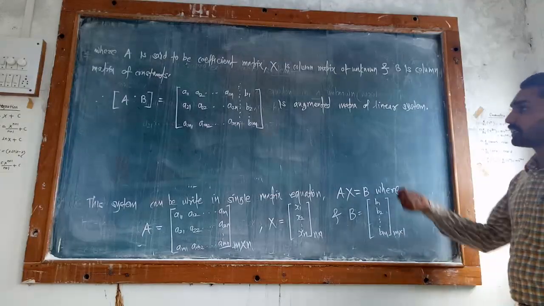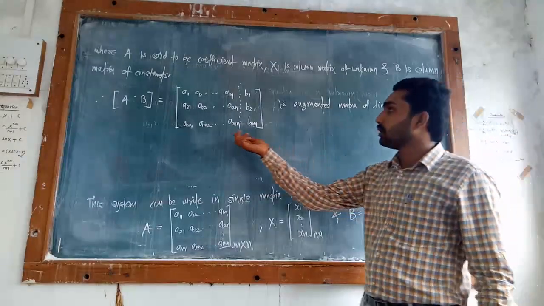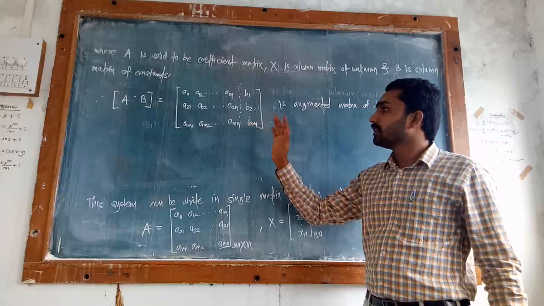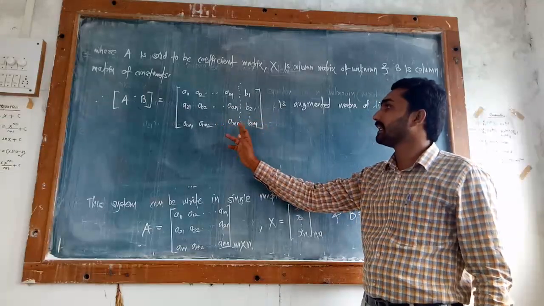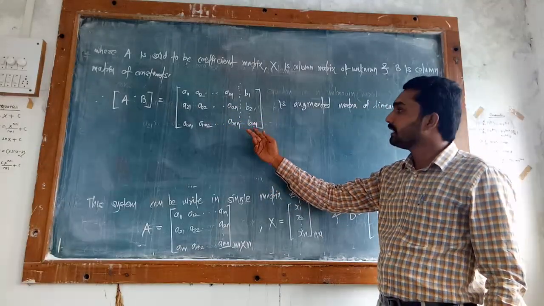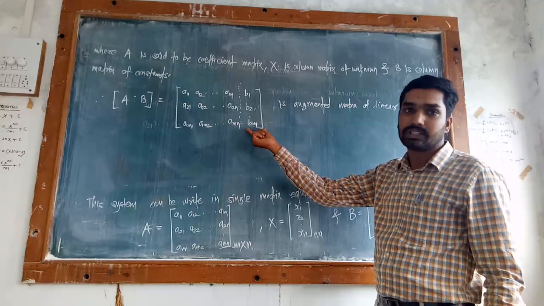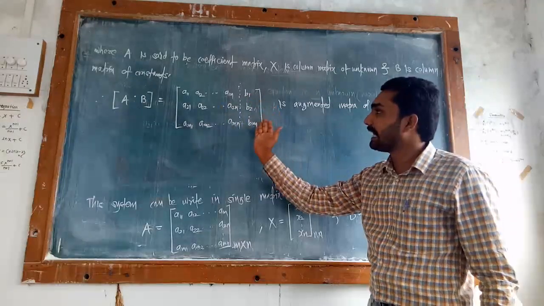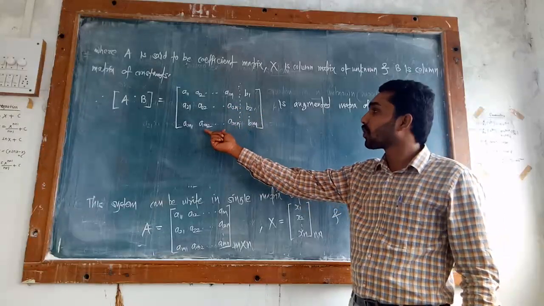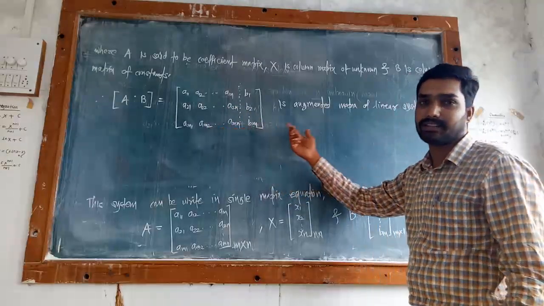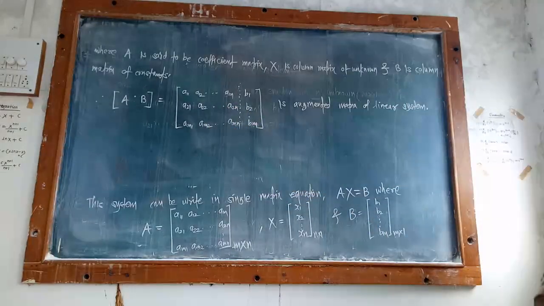Okay, so how to write down this augmented matrix? We have to write the column matrix B to the right side of matrix A. What is your B? This is your column matrix of constants. We have to write down this column matrix to the right side of the coefficient matrix A. Okay, this is your augmented matrix.